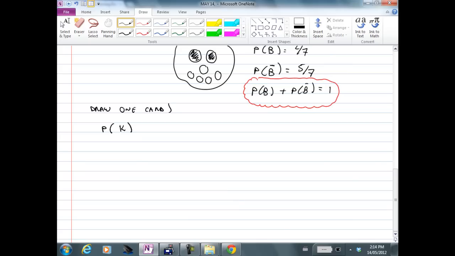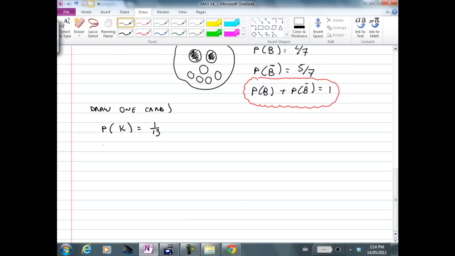King. Is it 4 out of 52? Lowest terms, always lowest terms. Whoa, whoa, lowest terms. 1 in 13.